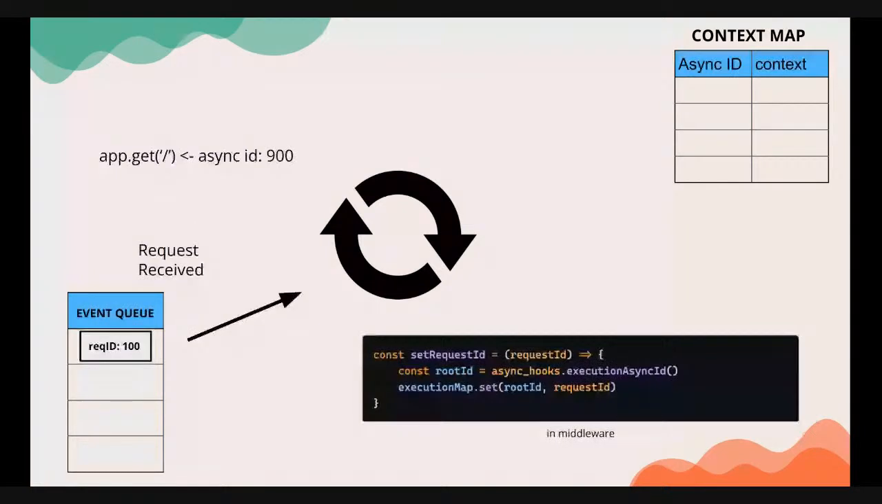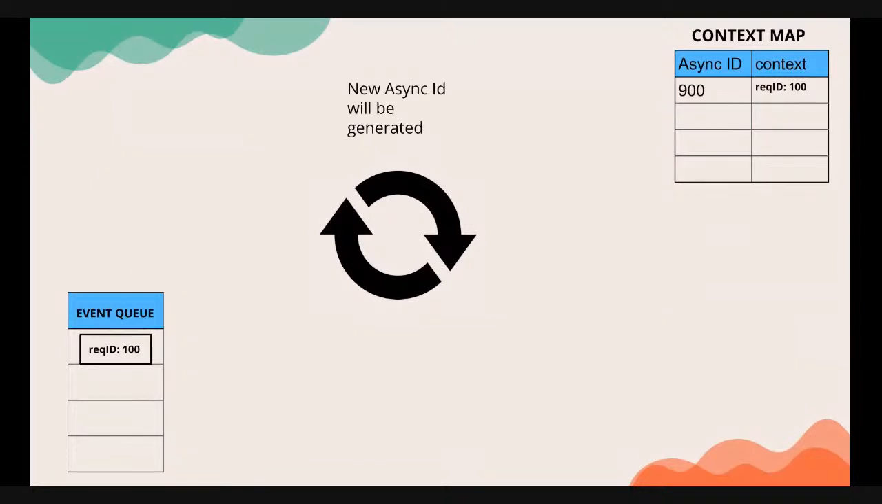Let's say we have a new request, ID 100, coming to our server. What we will do is set this request ID. The execution map is that data structure. We set the root ID, which is the ID of the initial function that is called, 900, to the request ID 100. As you can see, we put into the context map 900 mapped to the request ID.